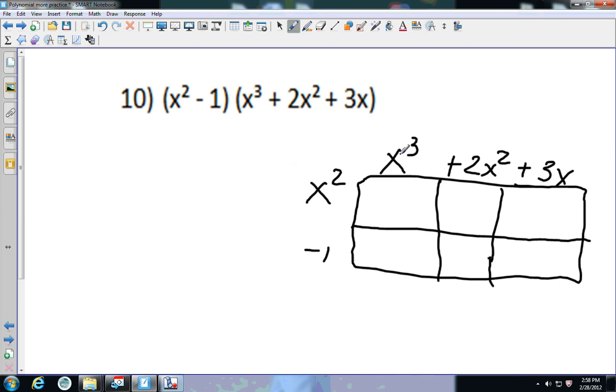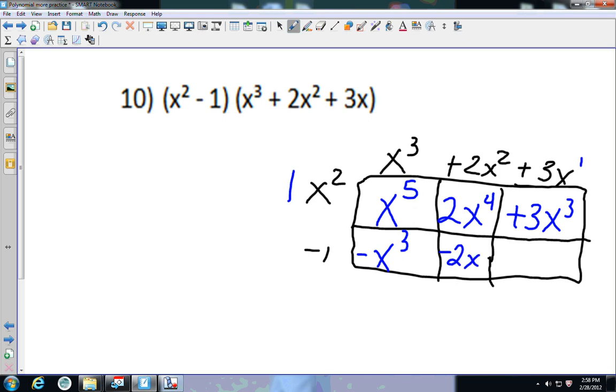x squared times x to the 3rd, so it's x to the 2 plus 3 is 5. Remember there's a 1 in front of this. 1 times 2 is 2. x squared times x squared is x to the 4th. Plus 3, and that's a 1 up there, is x to the 3rd power. Negative 1 times x to the 3rd, negative x to the 3rd. Negative 1 times 2x squared, negative 2x squared. Negative 1 times 3x, negative 3x.